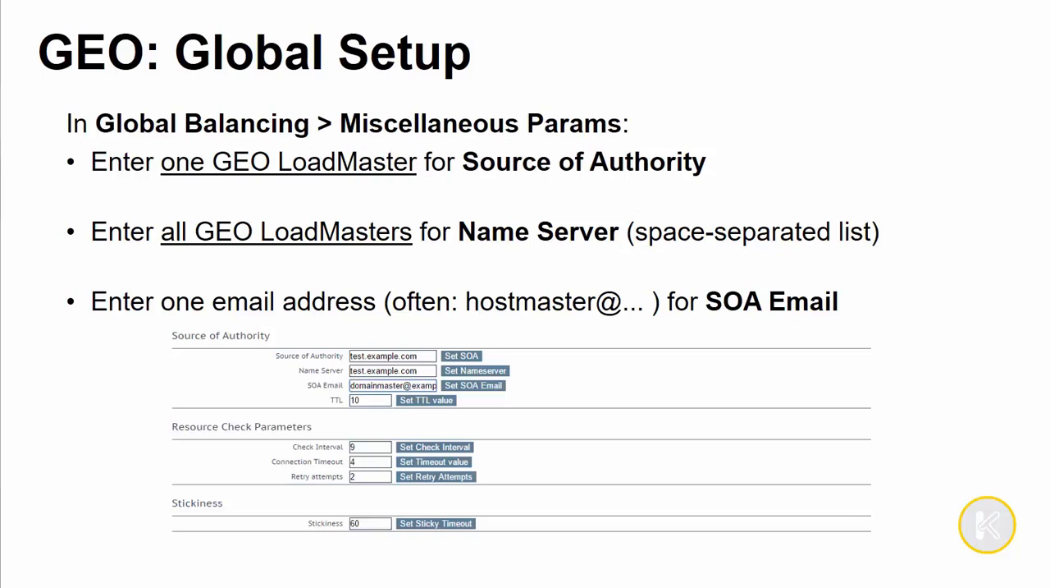Global settings are provided when using Geo. These include the source of authority, the ability to set the name server, the source of authority email address, as well as setting how often the health check of the sites is performed when configuring Geo.